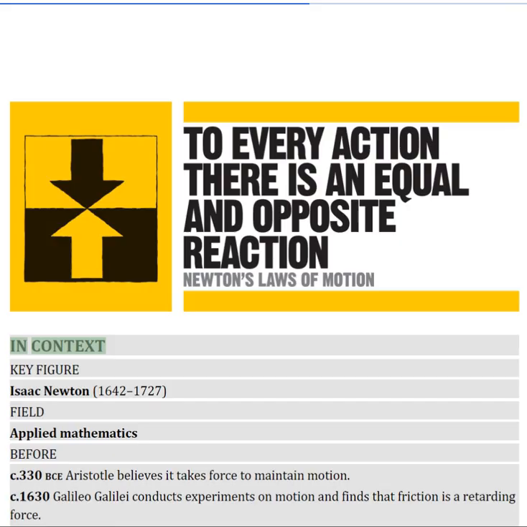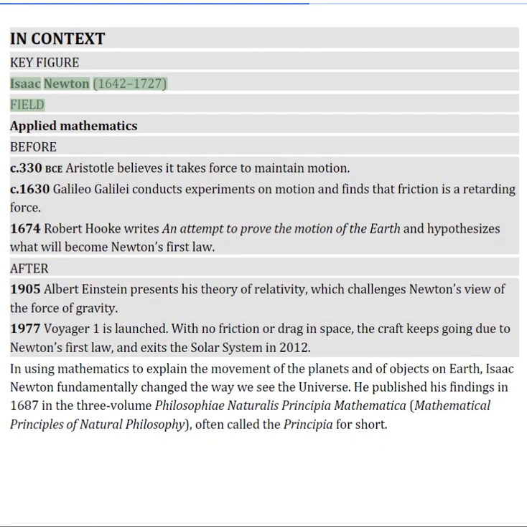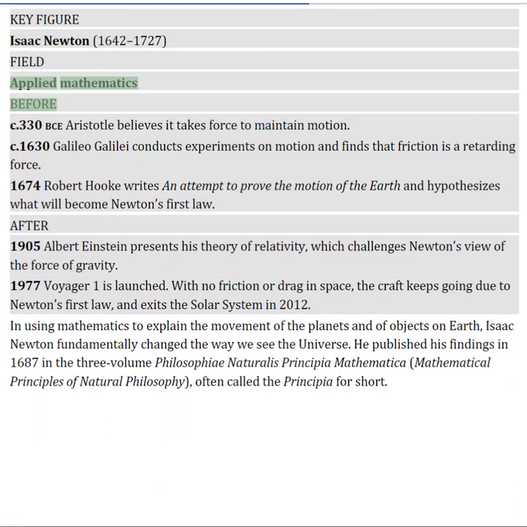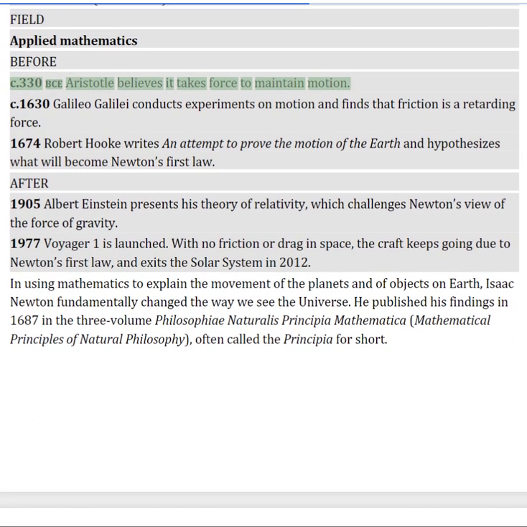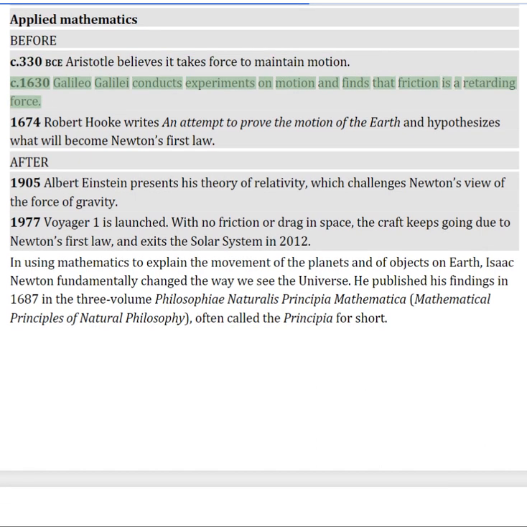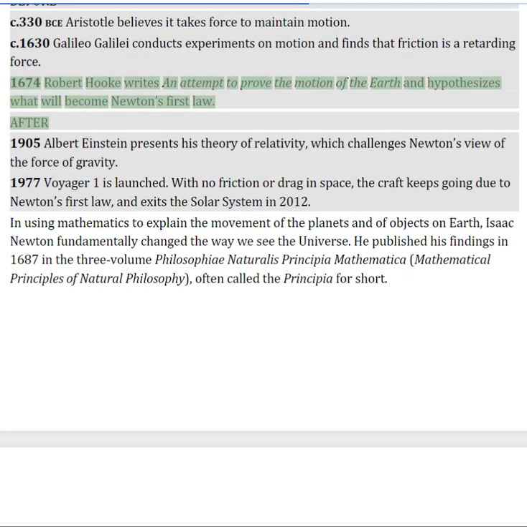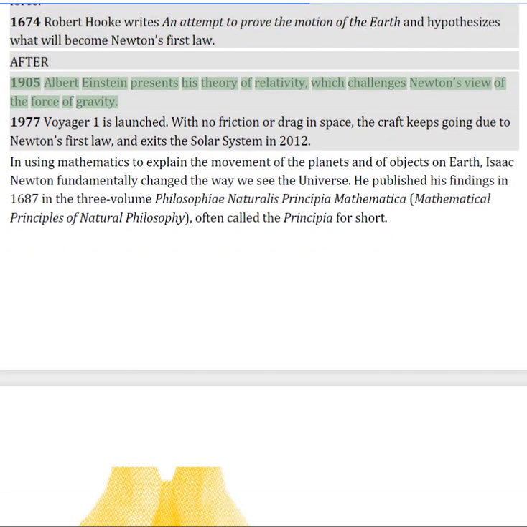In context. Key figure: Isaac Newton. Field: applied mathematics. Before: c. 330 BC, Aristotle believes it takes force to maintain motion. c. 1630, Galileo Galilei conducts experiments on motion and finds that friction is a retarding force. 1674, Robert Hooke writes an attempt to prove the motion of the Earth, and hypothesizes what will become Newton's first law. After: 1905, Albert Einstein presents his theory of relativity, which challenges Newton's view of the force of gravity.